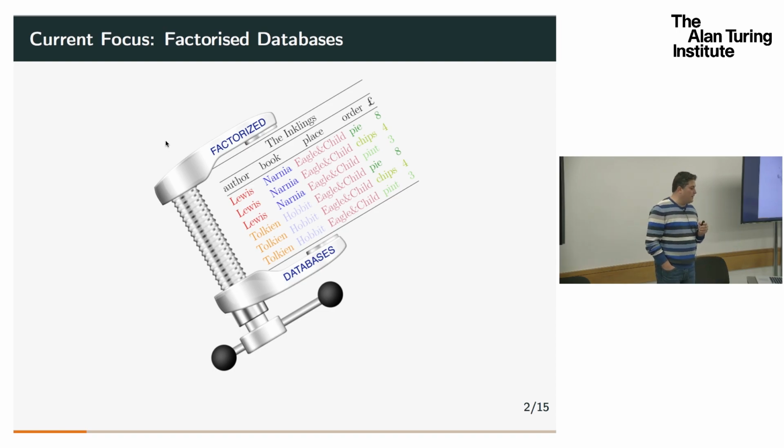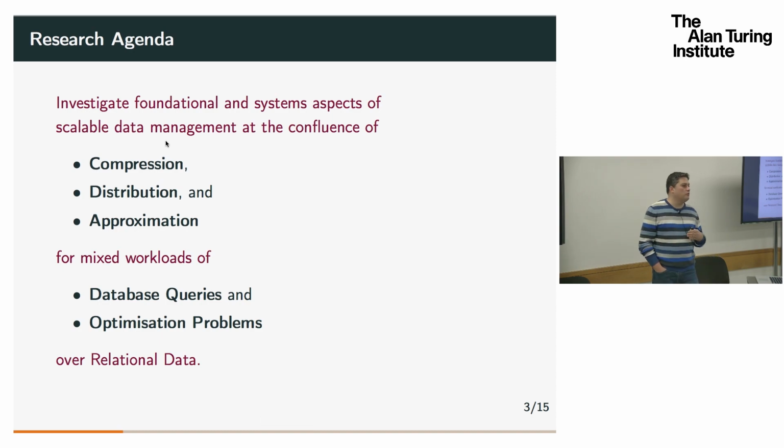And as part of this project, our aim is to investigate foundational and systems aspects of scalable data management that comes at the confluence of three different paradigms. One is to compress, and this is akin to the factorization I just mentioned before. One is to distribute, and one is to approximate. And you would like to do this for a mixed workload of database queries, so processing that usually happens inside the database, but also optimization problems, which are usually confined outside the database. But we would like to bring them inside the database and see them at the same level as queries. And we would like to do this over relational data.